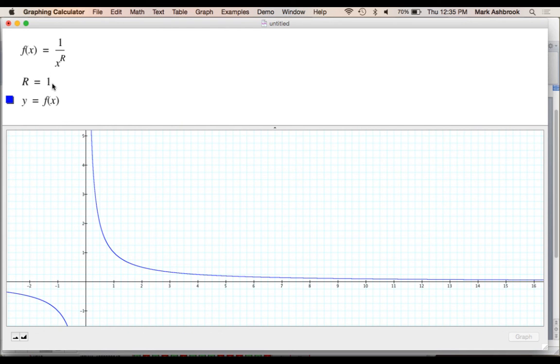Okay, what about values of r less than 1? What about 1/2? 1 over x to the 1/2, or 1 over n to the 1/2. Nope. Just, does it converge or not?